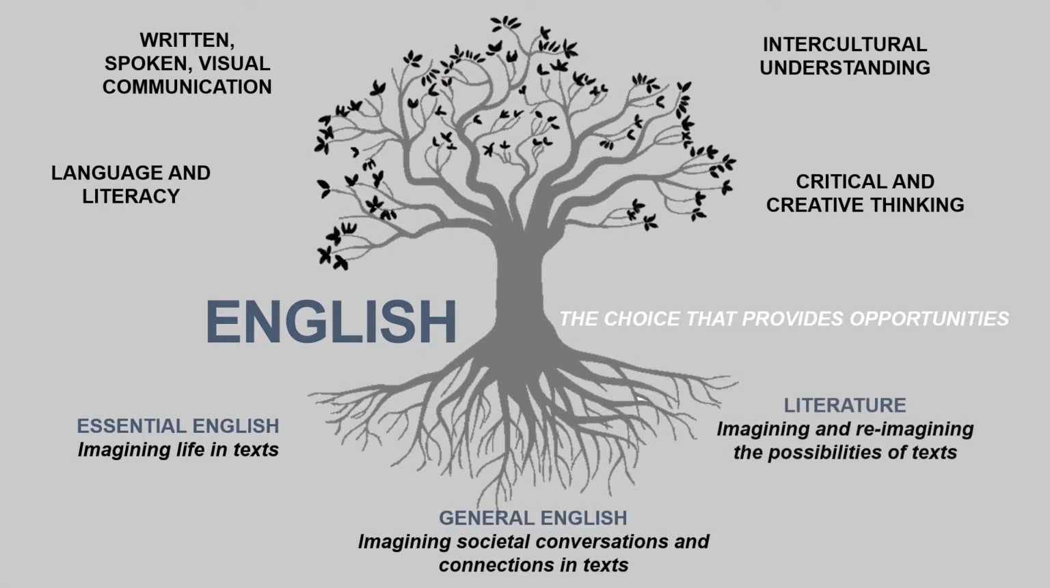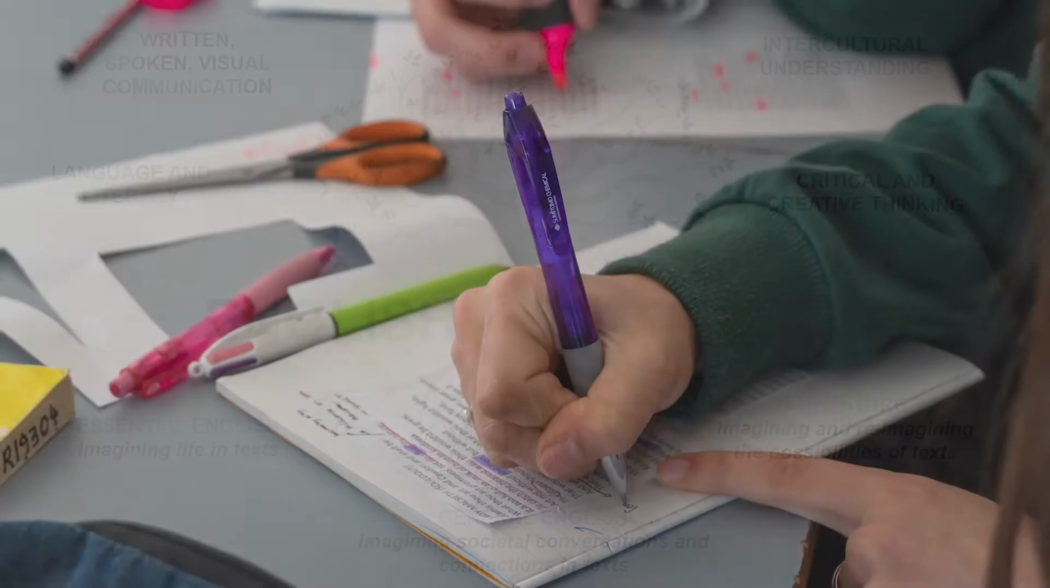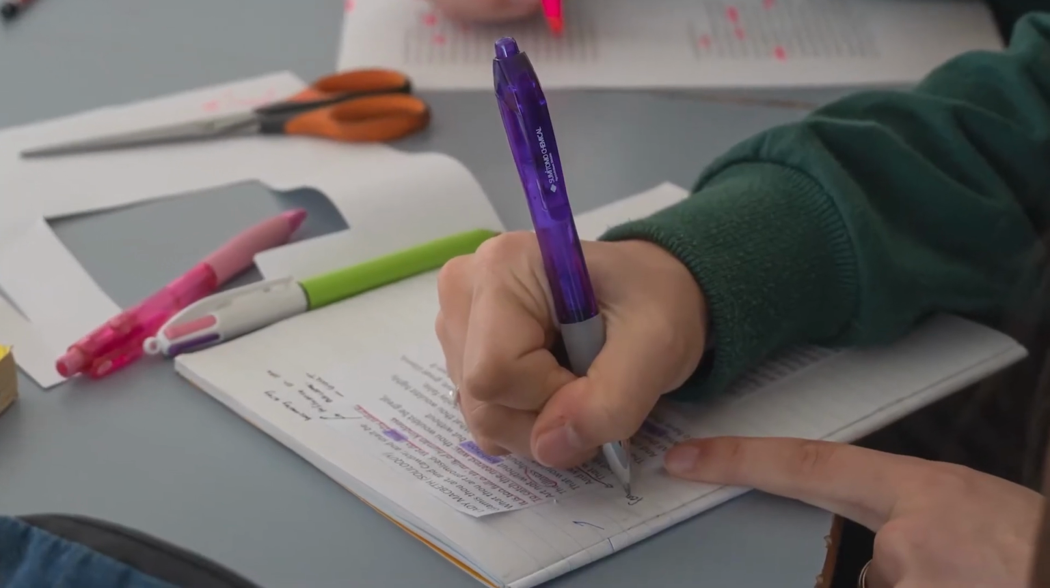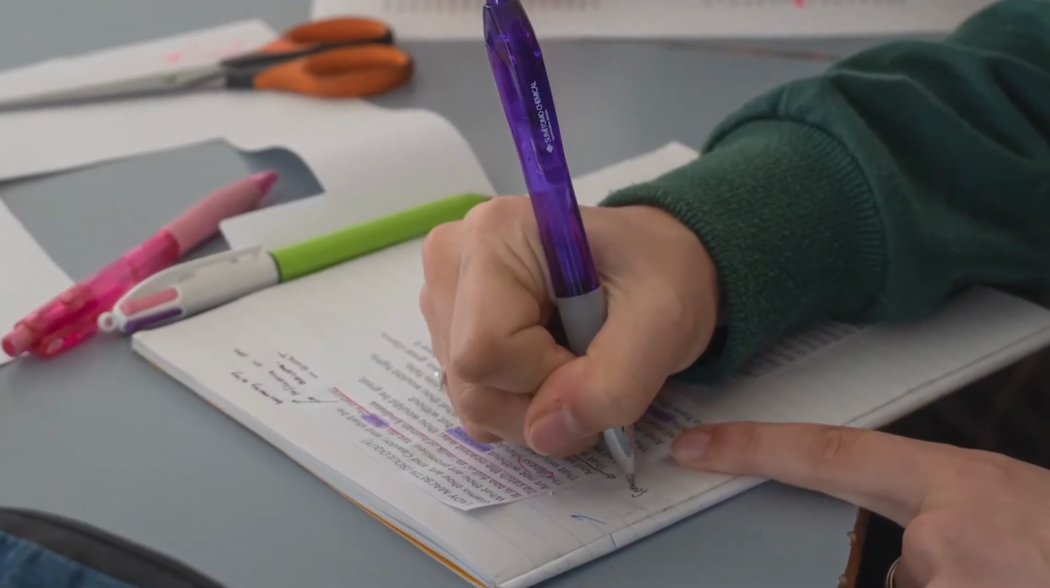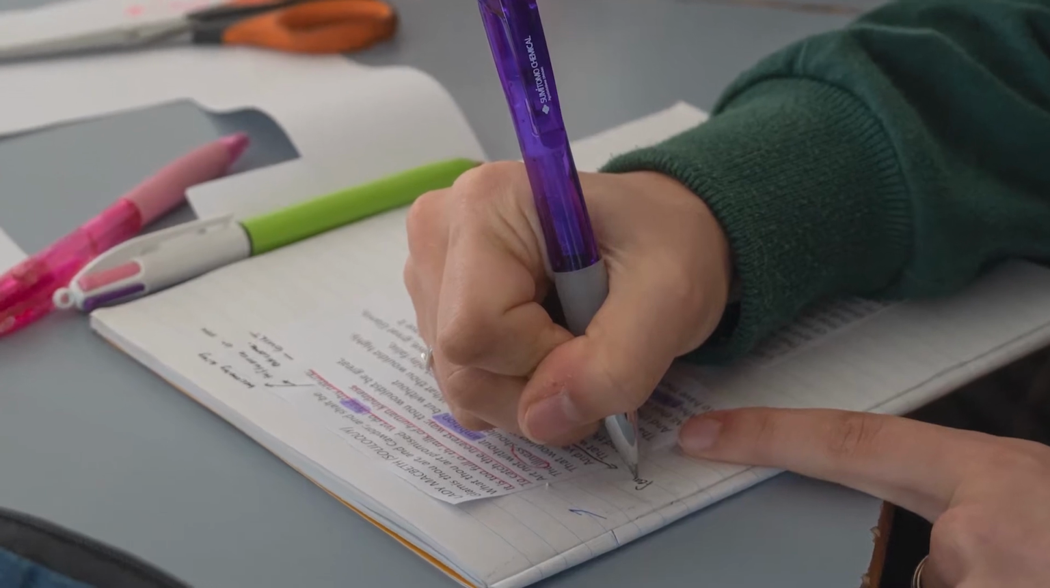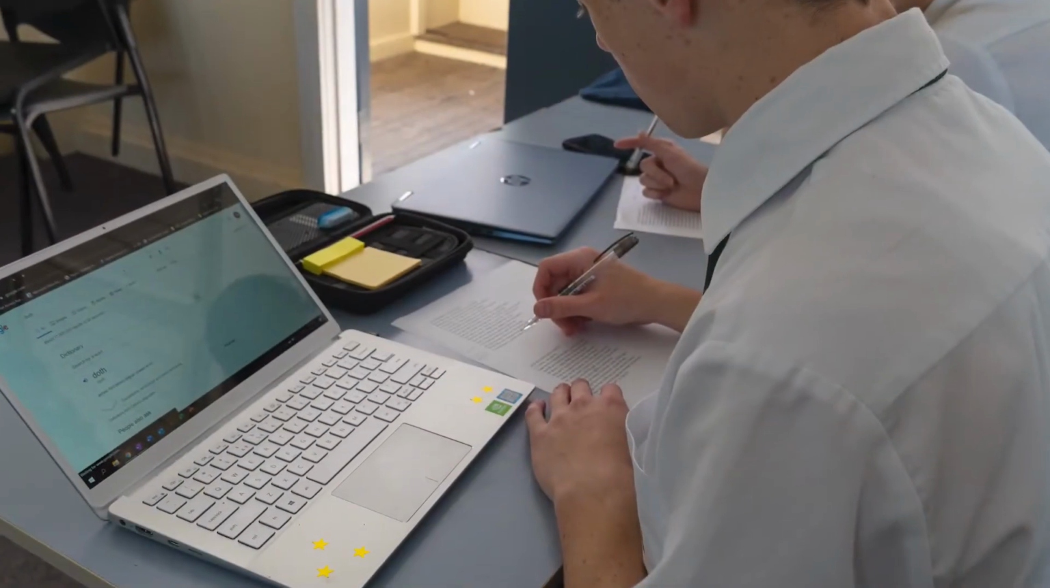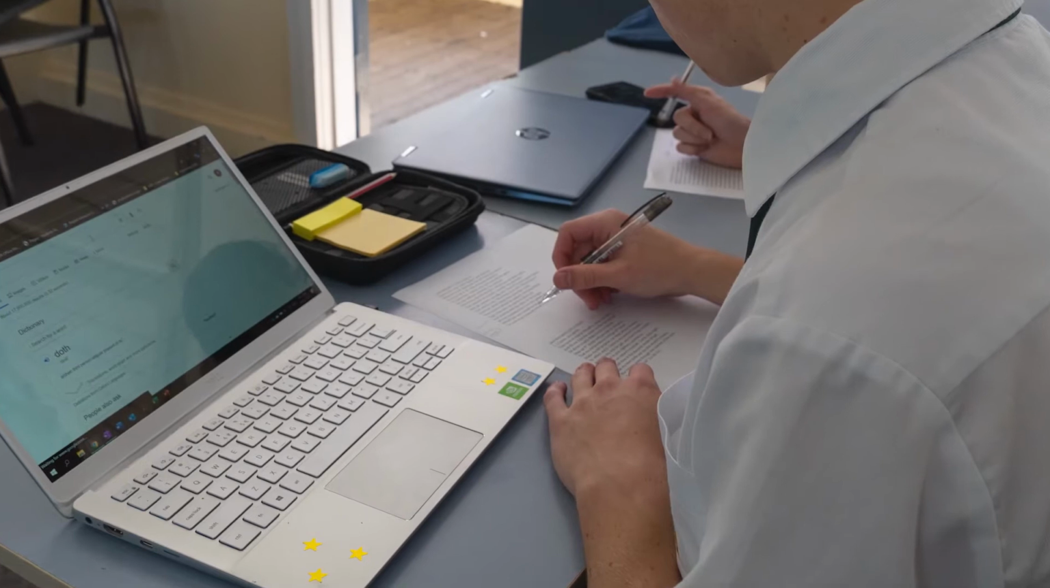There are 3 strands of English offered in senior: Essential English, General English and Literature. These subjects continue to develop students' knowledge, understanding and skills in listening, speaking, reading, viewing, designing and writing. The differences lie in how language and skills are developed and the contexts in which they are applied.